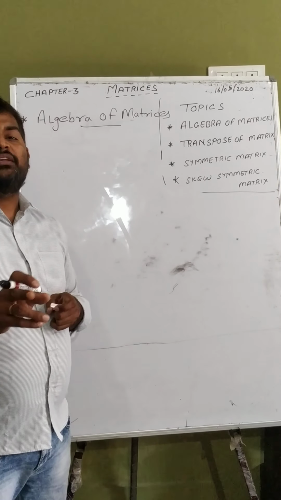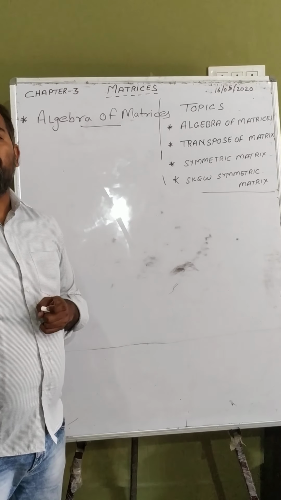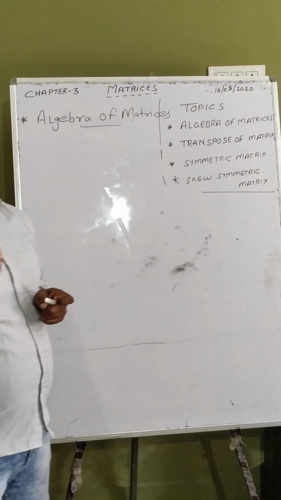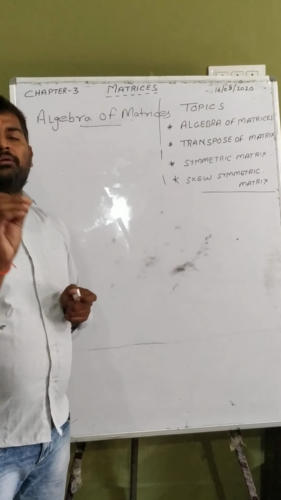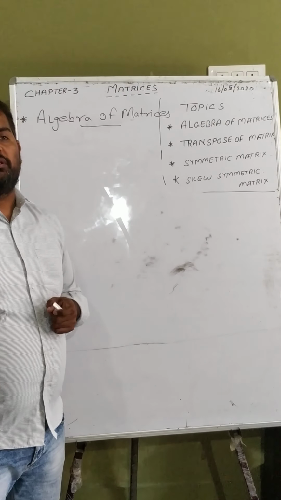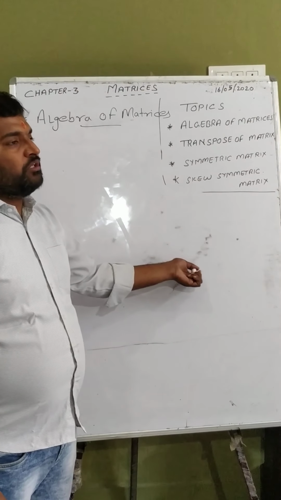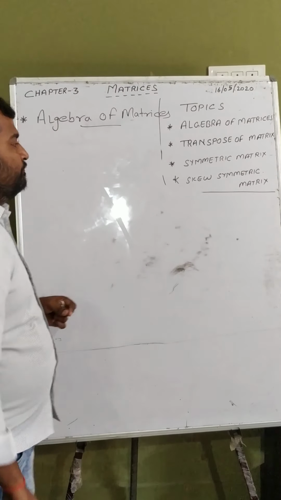And how do we find minus A? We just need to change the sign of each and every element. This is also called the scalar multiplication of a matrix. In the next videos we will see what scalar multiplication actually is.